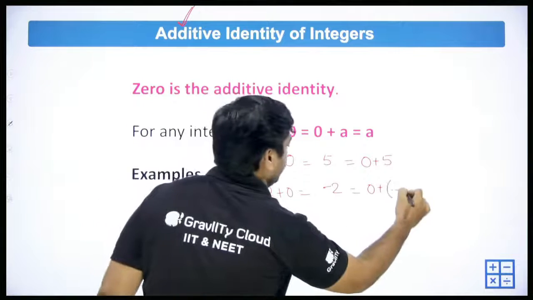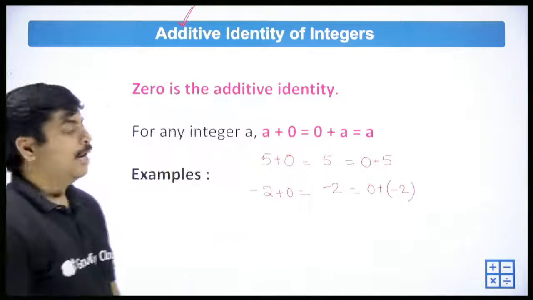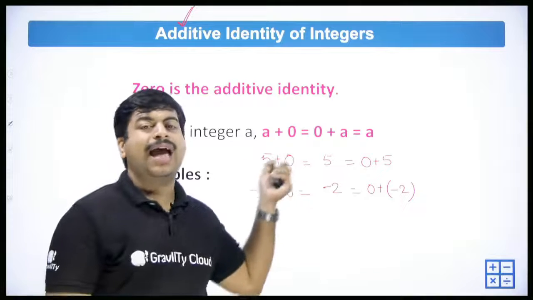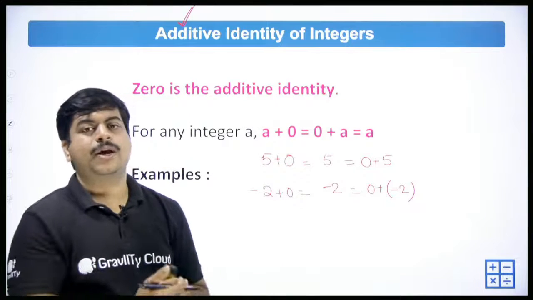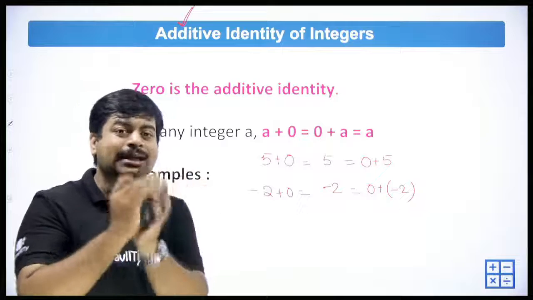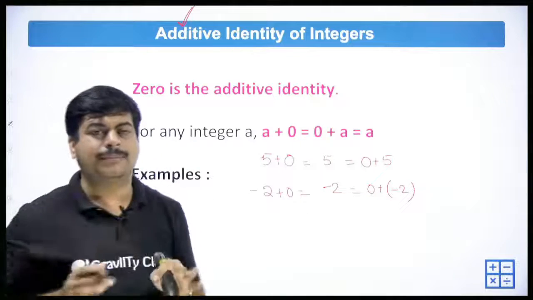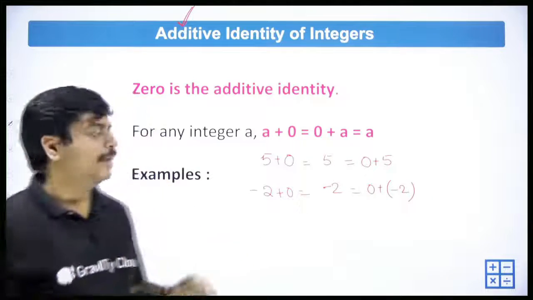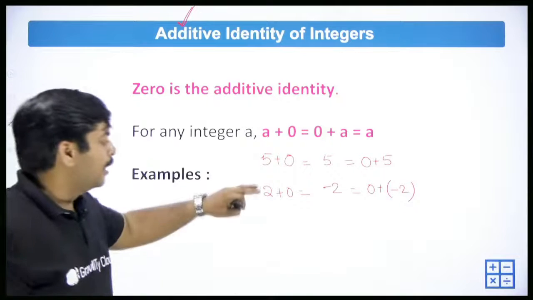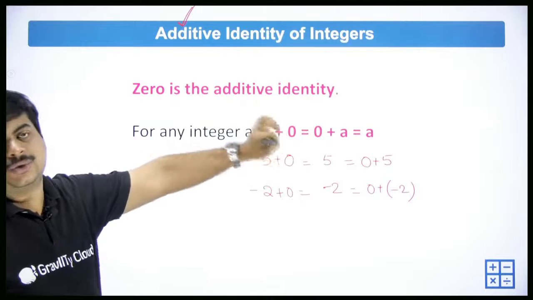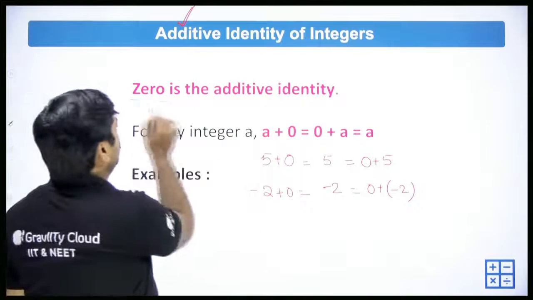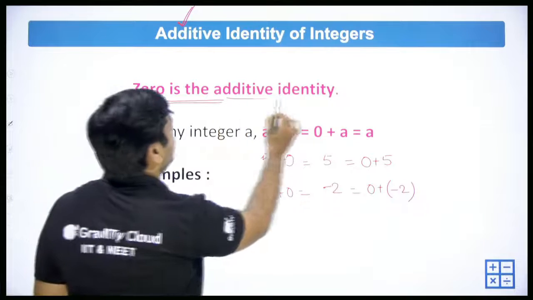0 plus minus 2. So, what I can say here, 0 is that number when we add to the given number, we get the same number back. We get the same identity. Identity means the same number appearing again. So, you can see here, any number, even if you take 0 also, for 0 also, additive identity is 0. So, always 0 is the additive identity.